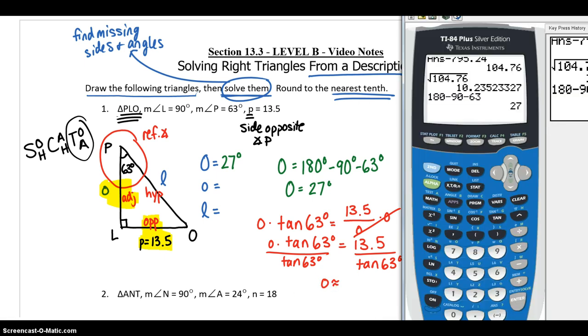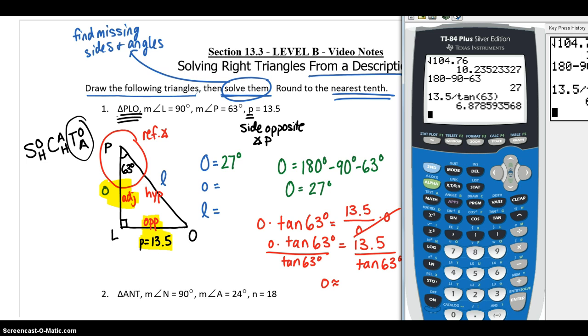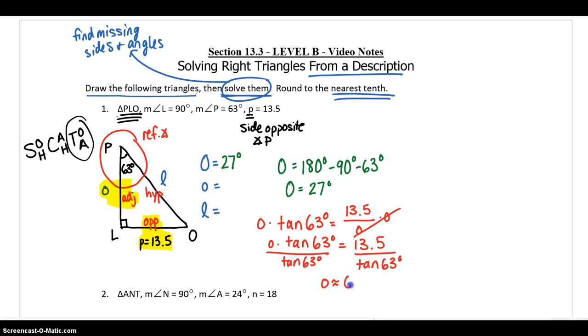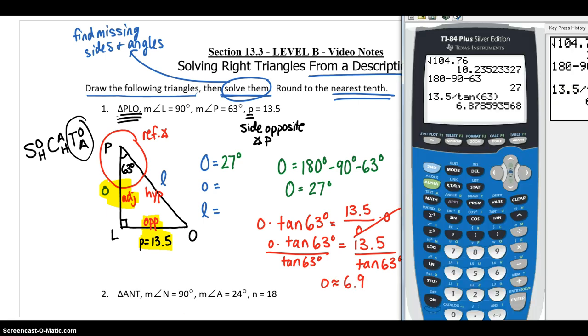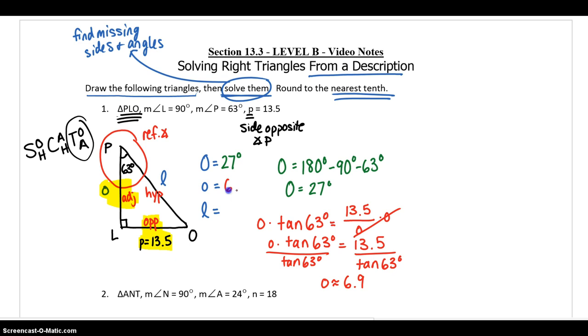So, pull my calculator out, 13.5 divided by the tangent of 63. Make sure you're typing this in along with me to make sure you're getting the same answers, because otherwise it might mean something's wrong with your calculator, or it might mean something's wrong with how you're typing it in. So we want to make sure we fix both of those. Okay, so round to the nearest tenth. The next number is a 7, so I have to round that up. So that's 6.9. So side O is going to be 6.9. Let me mark that over here. Alright, so one last thing to find is the last side, which is side L.